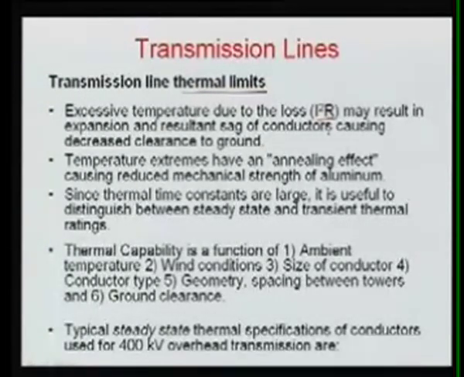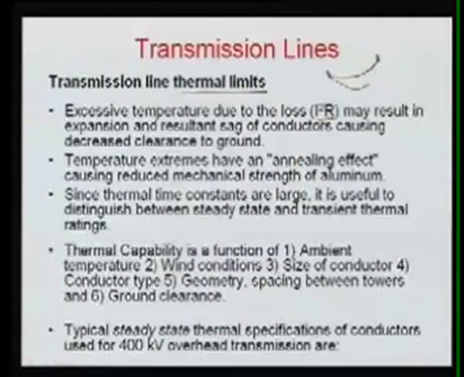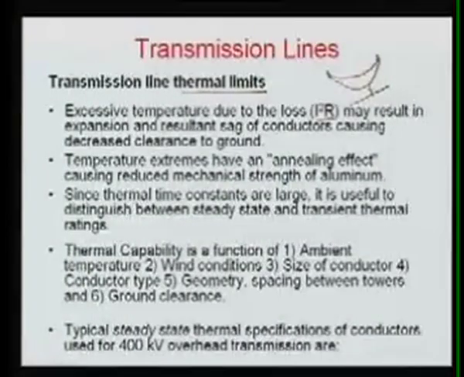What will happen normally, if you see, this is your tower, let us suppose, and this is your transmission line, which is in the form of a catenary. If the temperature increases, what will happen? This will go down like this, and if there is ground here, then the ground clearance is reduced, and there may be a possibility of flashover, there may be a possibility of human damage, and that is not required. So the excessive temperature rise due to the I square R loss normally limits your thermal limit.